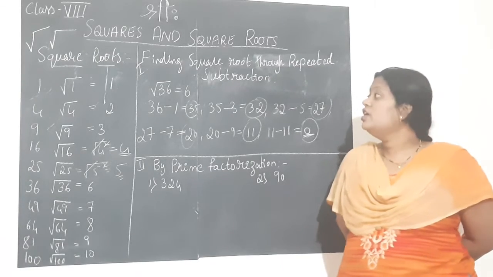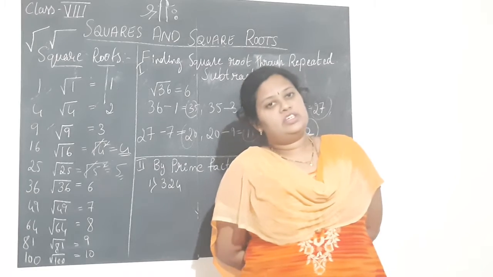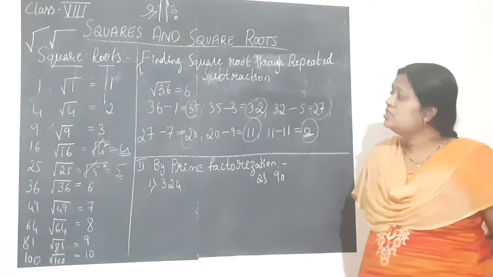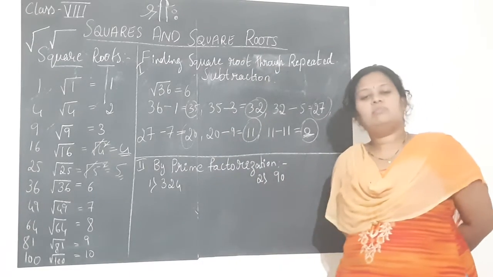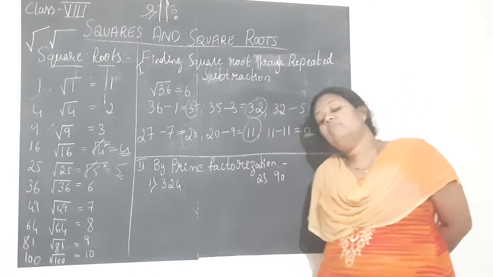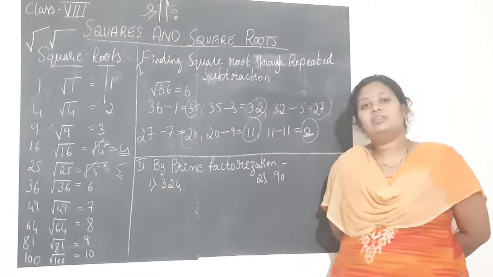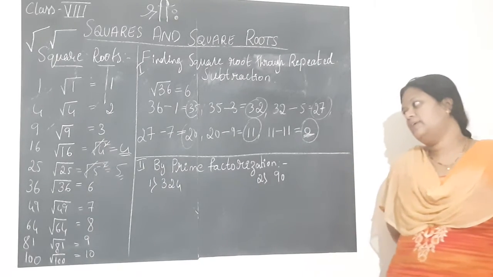So this is how we find the square root of a given number by repeated subtraction. It is very easy, children. Since you already know till 10, some 20, you will be knowing the square roots, no? It will be easy for you. But when bigger numbers are given and you are asked to find the square root, then you can go for this method. It is very easy.